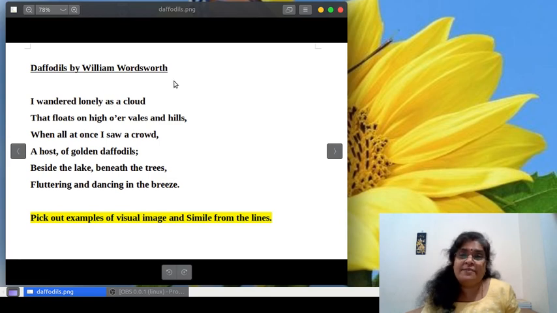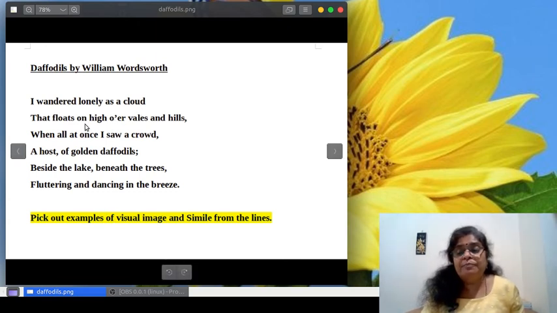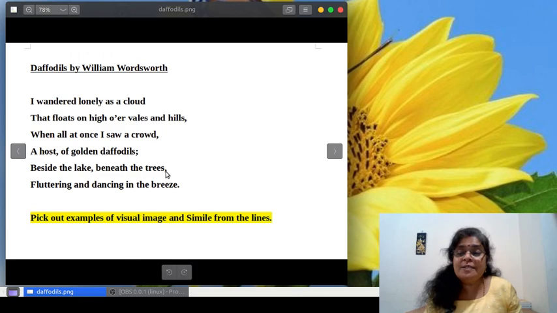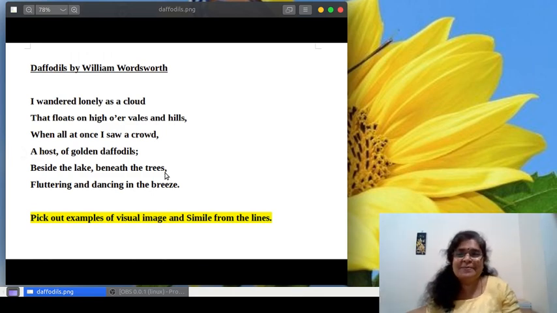William Wordsworth. Okay, now I will read the poem, Daffodils. I wandered lonely as a cloud that floats on high over vales and hills. When all at once I saw a crowd, a host of golden daffodils. Beside the lake, beneath the trees, fluttering and dancing in the breeze.